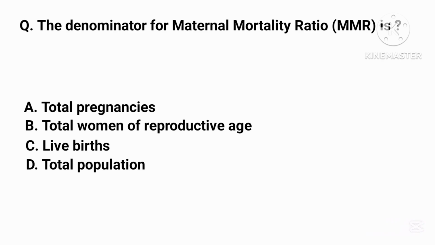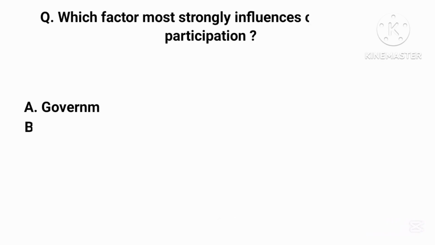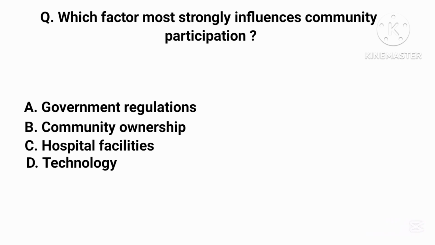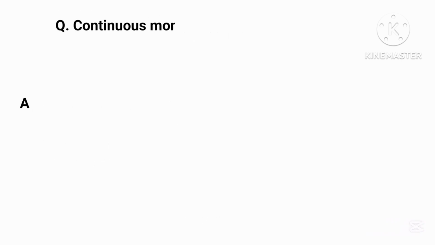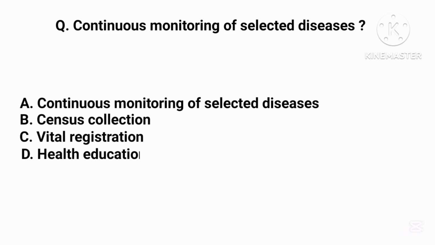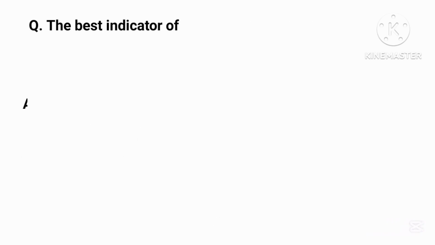Correct answer is option C. Live birth. Which factor most strongly influences community participation? Correct answer is option B. Community ownership. Surveillance means? Correct answer is option A. Continuous monitoring of selected disease.